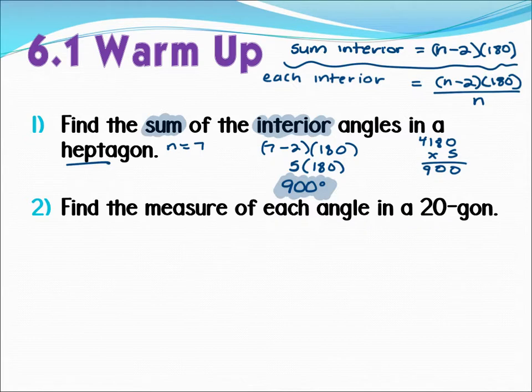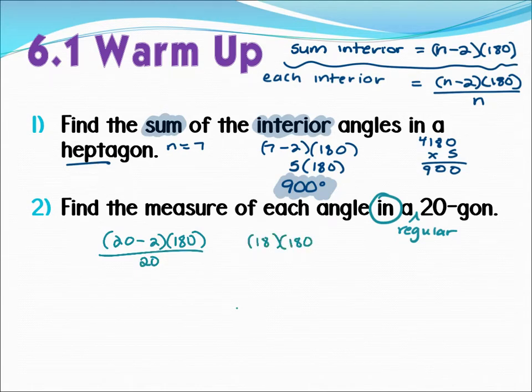Okay, number 2 says find the measure of each angle of a, and this should actually say regular 20-gon. So each angle, there's your interior. In a regular 20-gon, now my n is 20, so (20 minus 2) times 180 over 20. So I get 18 times 180 over 20. And we said yesterday, you can either simplify it as it is, like I can cancel out the zeros here, and then say 2 goes into 18 9 times, and I can do 18 times 9 and get 162. Or you can multiply out 180 and 18.